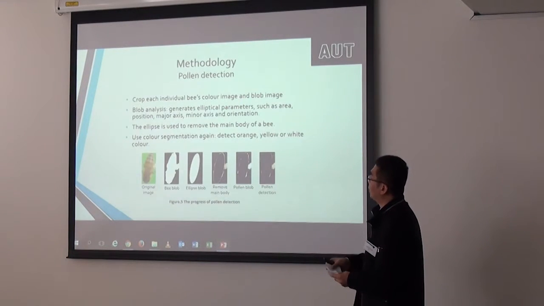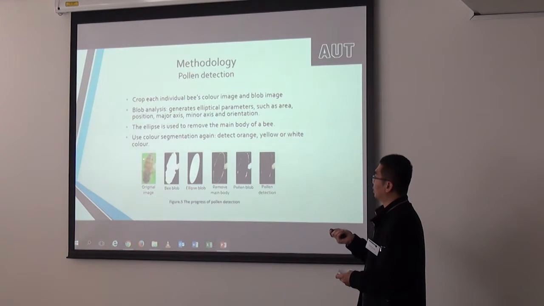Once I detect bees, I can crop out a small image of each individual bee. On this image, I can try to detect pollen. I crop the bee image and I also crop the blob image. The blob image helps to remove the other leaf background, the green thing, because this time I used a green background. I also analyze the bee blob and get some parameters, the elliptical parameters.